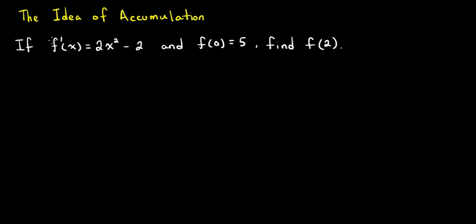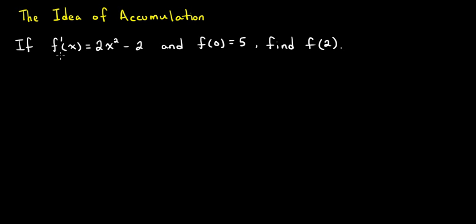Okay, so in this video I want to continue the discussion of this idea of accumulation, and we're going to jump right into an example here. Let's say that we're given that f prime is equal to 2x squared minus 2. We're given an initial condition that f of 0 is equal to 5, and I'd like us to find f of 2.